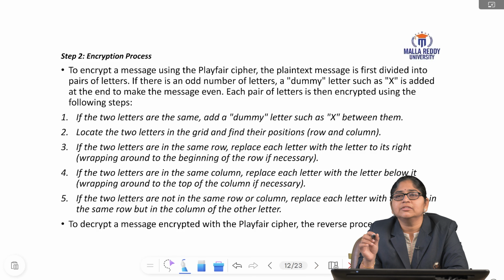If the two letters are not in the same row or column, for example if they are in the first row and the fifth row, then we need to replace each letter with the letter in its own row, but exactly in the column of the other letter. These are the rules we need to follow for the Playfair encryption process. The decryption process of Playfair is the reverse process.